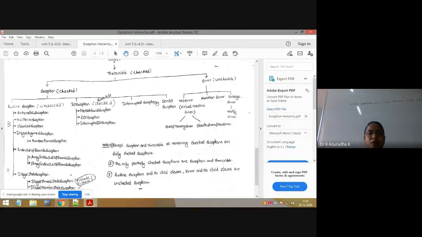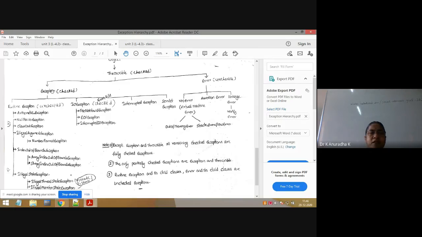Means all these four are subclasses and exception is called the superclass. And one more thing, there may be any number of subclasses under exception, but these are the important classes which we are using in our programs. That's why here I have written only 4. Don't think there are only 4 subclasses. There may be any number, but these are the important ones to understand the concept.